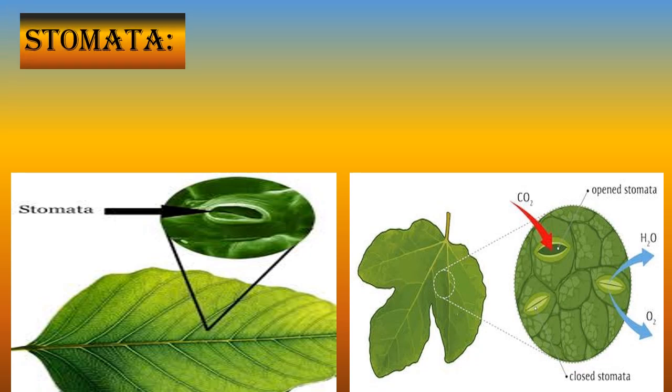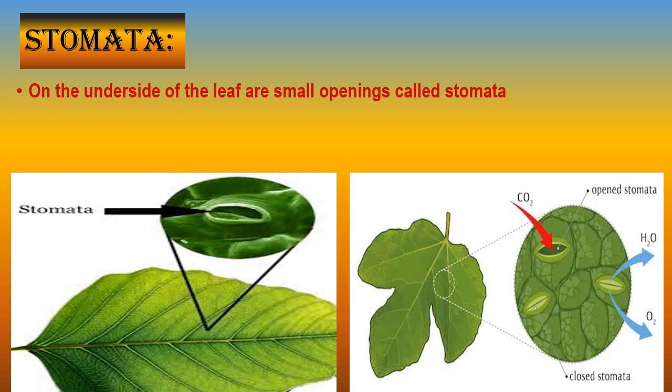Okay, stomata. So kids, there is another structure which is present on the leaf. These are the small or tiny openings on the underside of a leaf. The small openings or pores present on the underside of the leaf are known as stomata. So what are stomata? Stomata are tiny openings or pores in a leaf that allow exchange of gases.